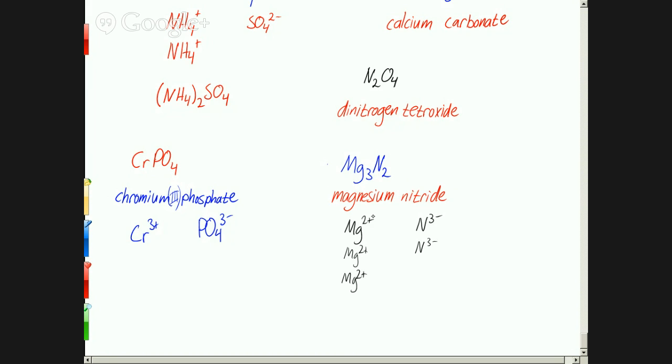And that's where that formula comes from. It wasn't a trick. It's just writing the name of these things. That's it. Look, we wrote nitride.